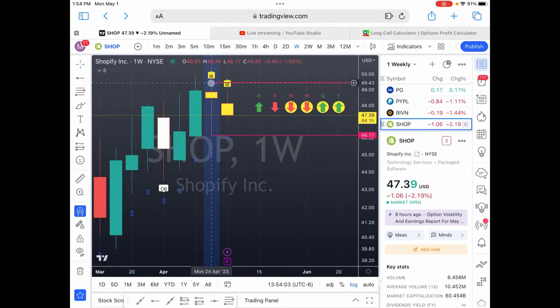Inside bar off of Shopify has not broken yet. It's an ugly hammer candle, but we can still call that a hammer candle. So we look for it to trigger at 49.45 for calls or puts at 46.17.